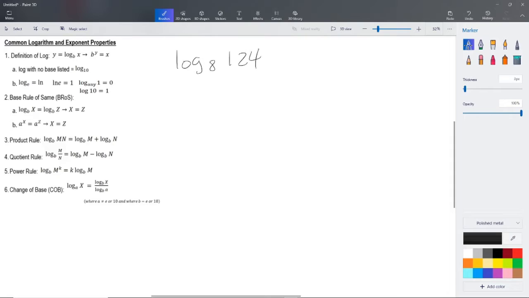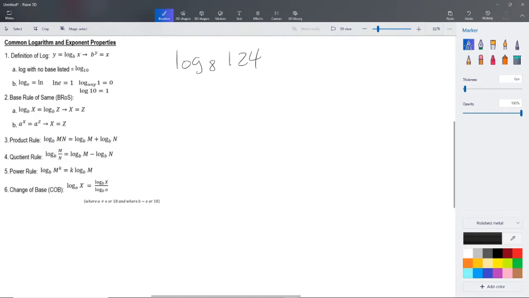All right, perfect time to bring up our calculators to be able to use this. As you can see, the change of base says log base A of X, where A is not 10 or E. Well, our A happens to be 8, so this is perfect. We're going to instead change it into log base B of X divided by log base B of A, where B is 10 or E. Now, the one thing when it comes to the change of base is that you can't mix and match them. Either you use 10 or you use E.